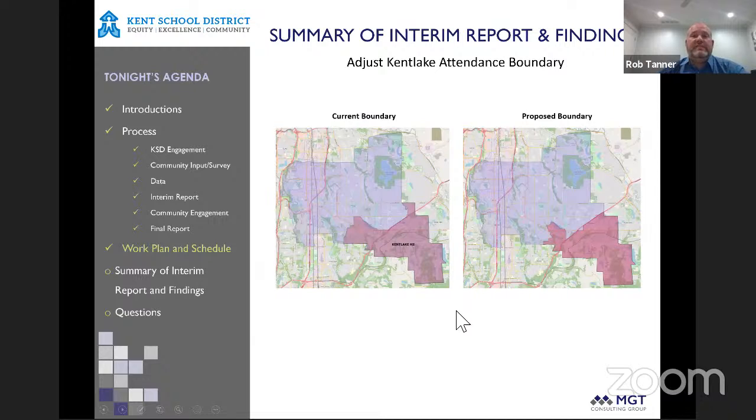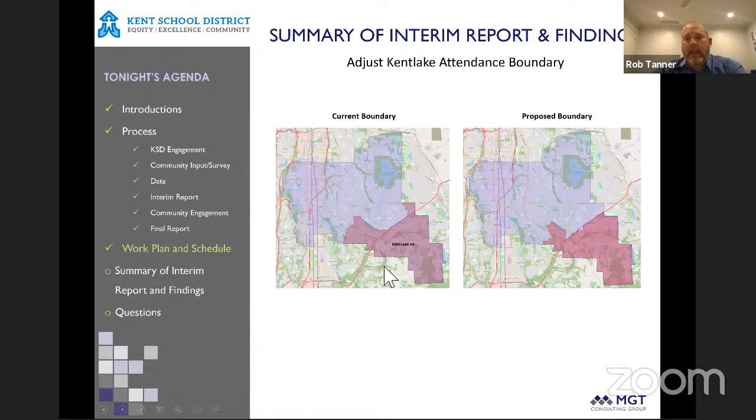And then just the Kent Lake boundary. This came up multiple times, and it was mentioned to us that there were students that had long bus rides that might pass right by the high school that's closest to them to go to Kent Lake High School, traveling a long distance. So we did the best we could with this. We couldn't completely reduce it because it would put too much strain on Kent Meridian High School as far as the enrollment goes.